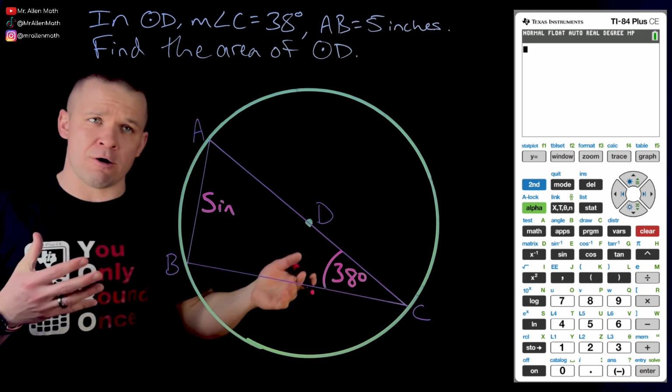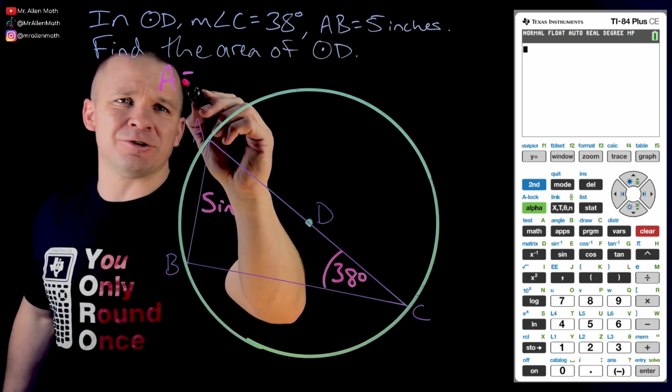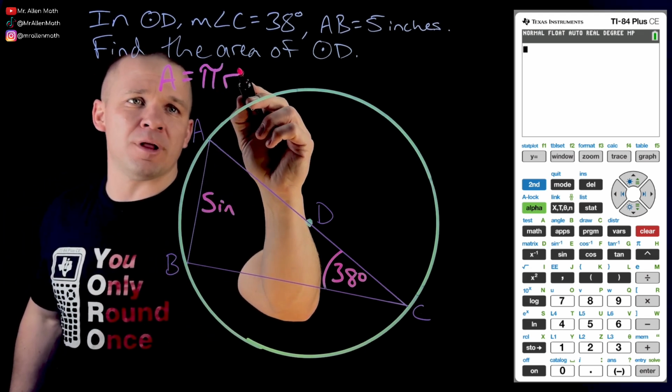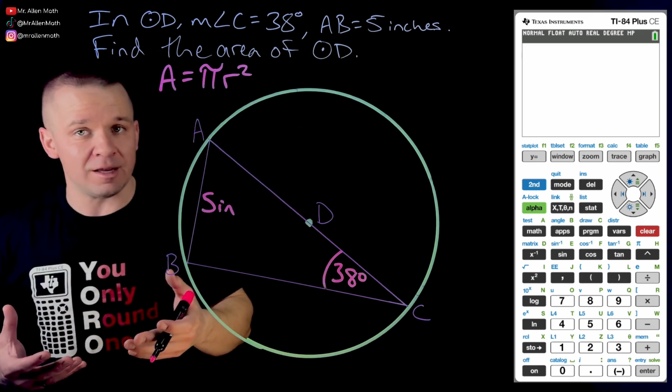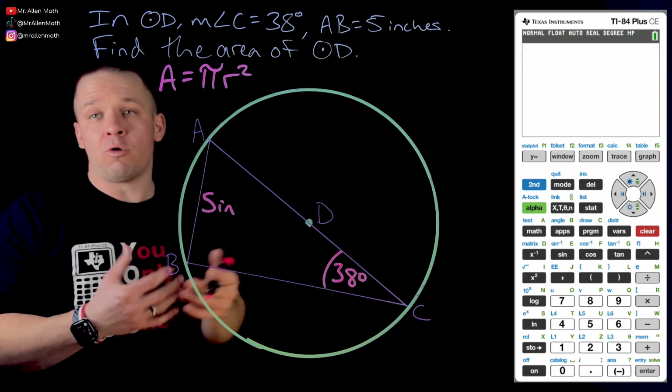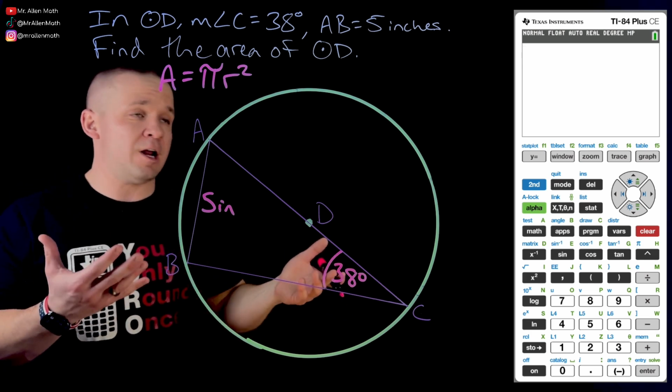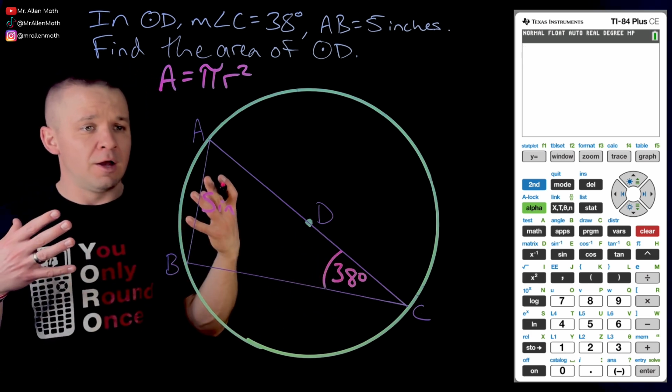Well, in order to find the area of a circle, I'm going to jot down my area formula. I'm going to need that radius, right? I need the radius of the circle in order to calculate the area, or the circumference of the circle. I'd still need the radius or diameter. How do I do that?